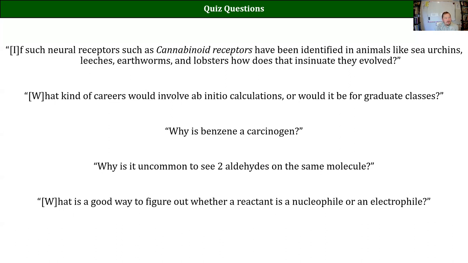So another question about neurotransmitters and receptor sites. This is a really interesting one, because we're so used to thinking from our human-centric point of view: if there are cannabinoid receptors in other animals, why would that be the case? If you give weed to sea urchins, can you get them high? Probably not. It probably is that a lot of these signal molecules, hormones and neurotransmitters get used for multiple processes in our bodies, and they get used for totally different purposes in other animals.